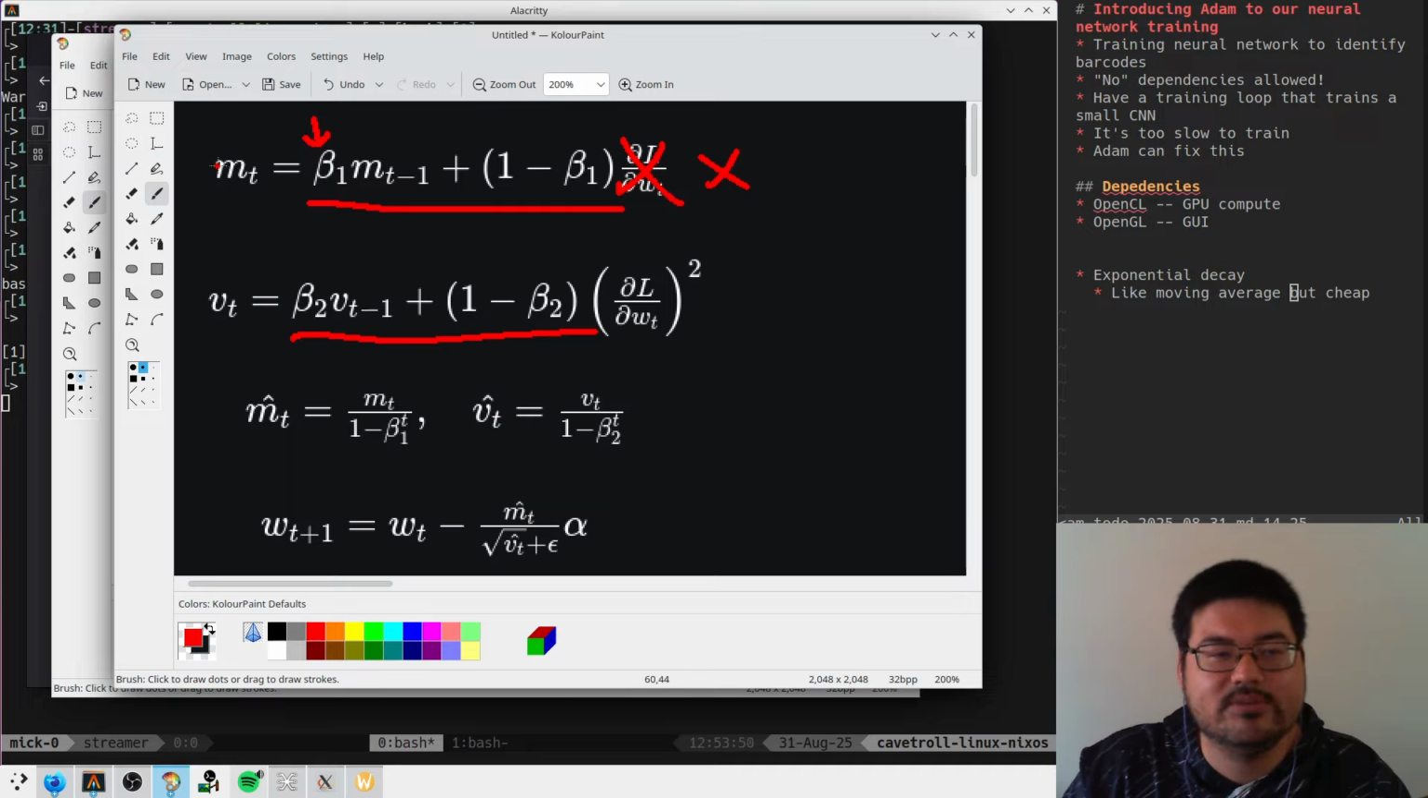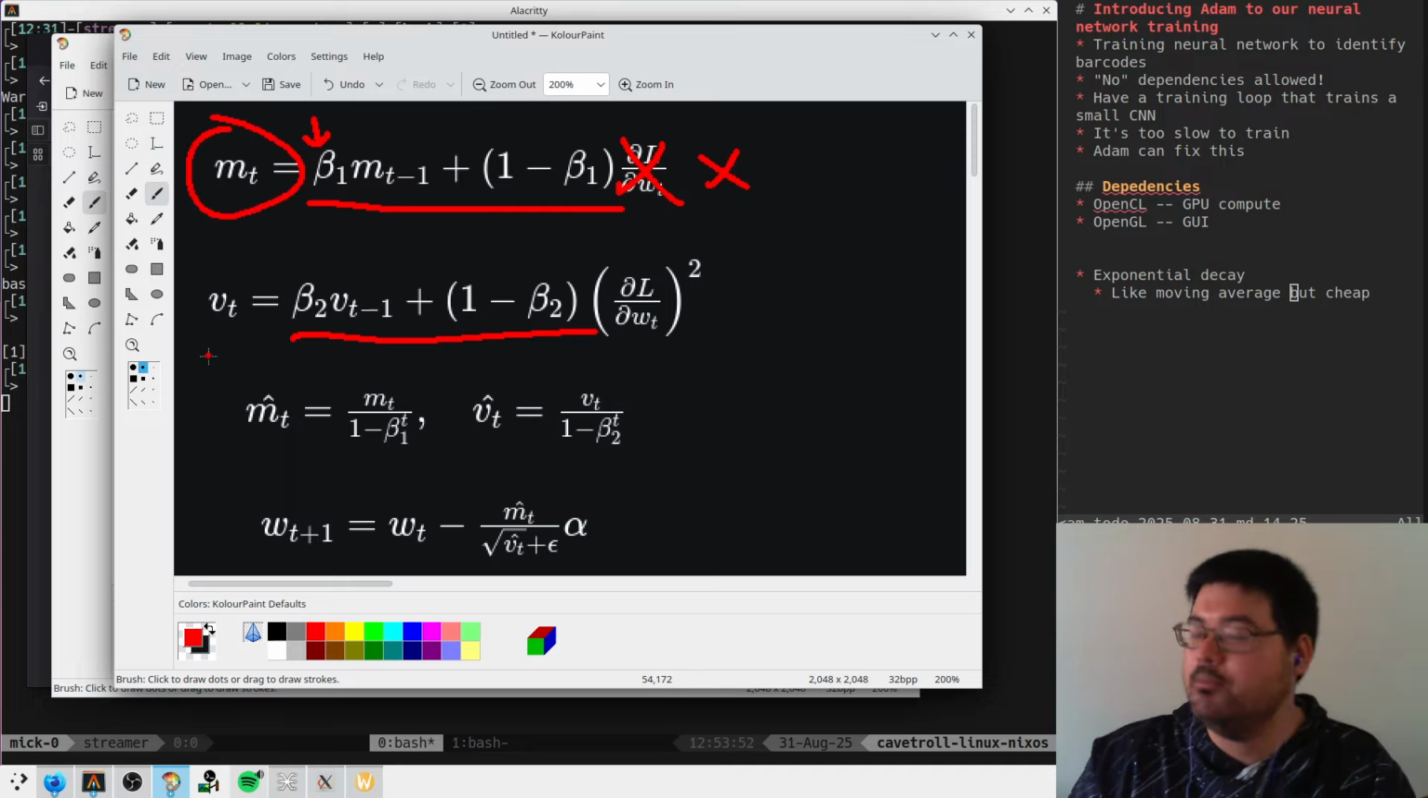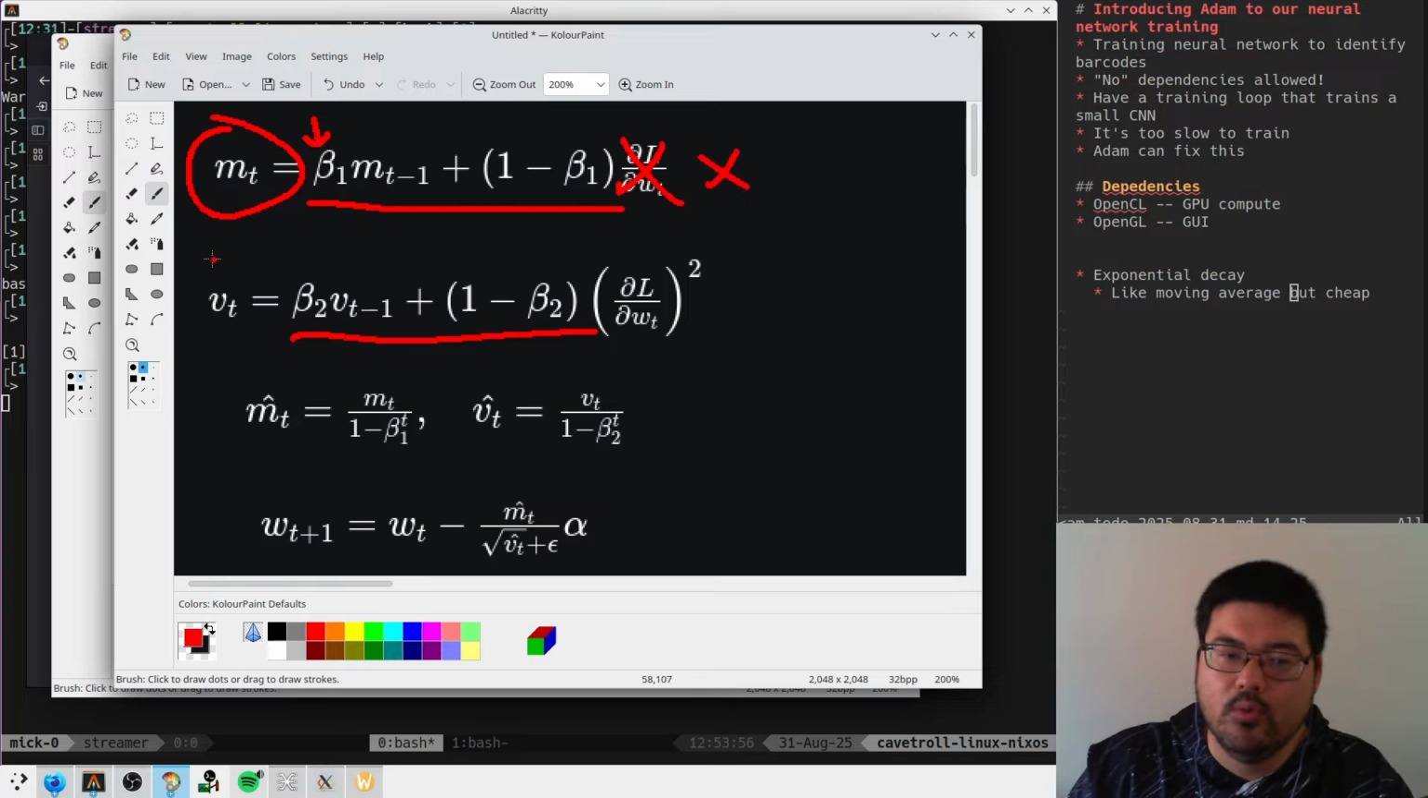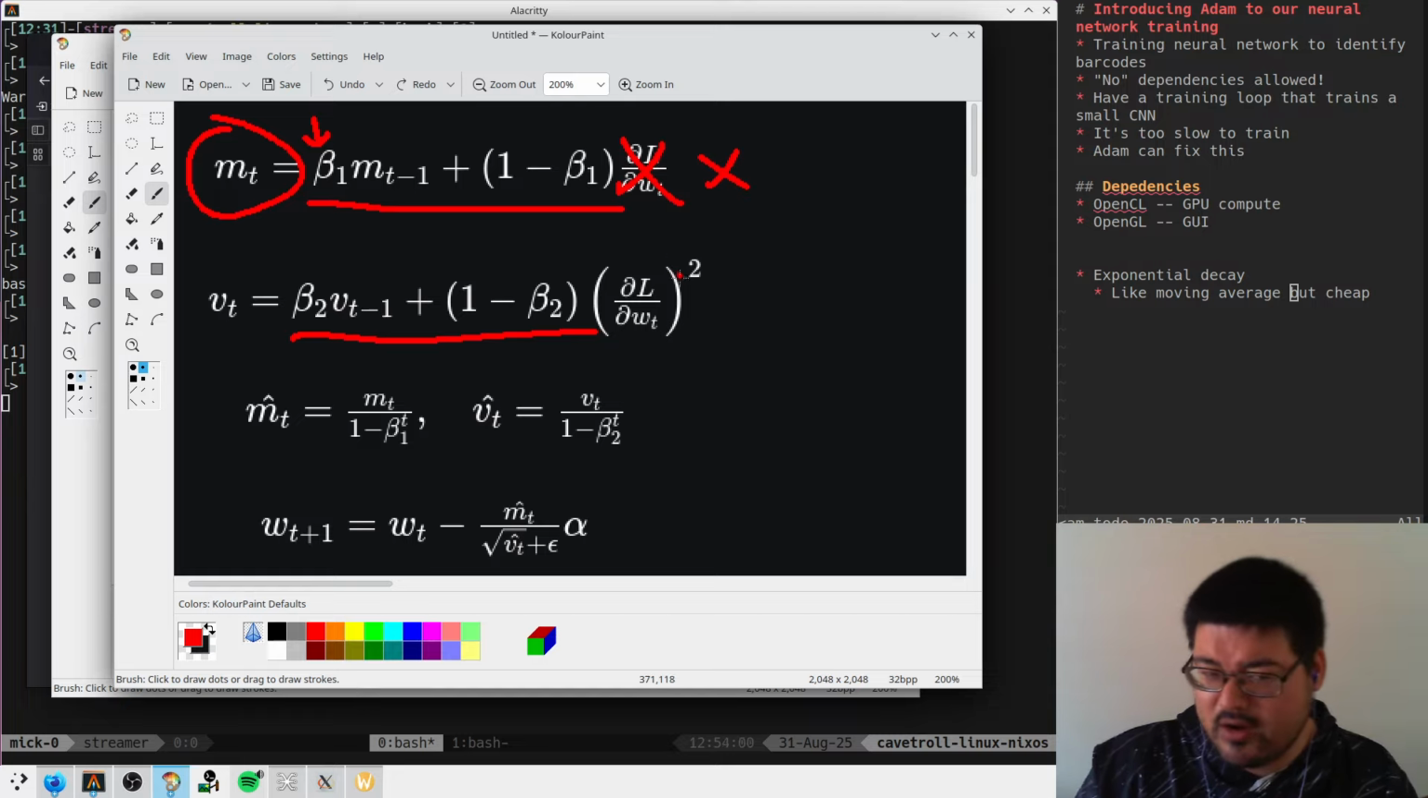So that kind of explains this guy. That's really obvious. Moving average, great. We have a smooth signal. What is this next parameter? VT. They just square the input. So okay, they're doing the same thing. They're taking an average of the square. Why would you do that?